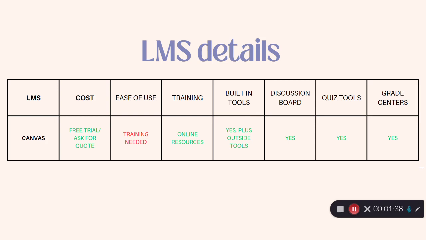The way this chart is laid out, anything in red is something that is looked at as a negative, and green is overall positive. So for the cost, there is a free trial, and if you'd like to use this with a university or a classroom, you would have to look into the cost as far as that goes. The ease of training is definitely needed. There are online resources for the training, but like mentioned before, you may need to go beyond that.